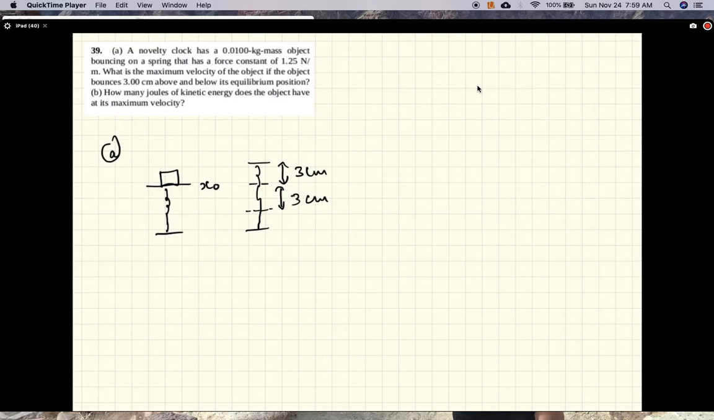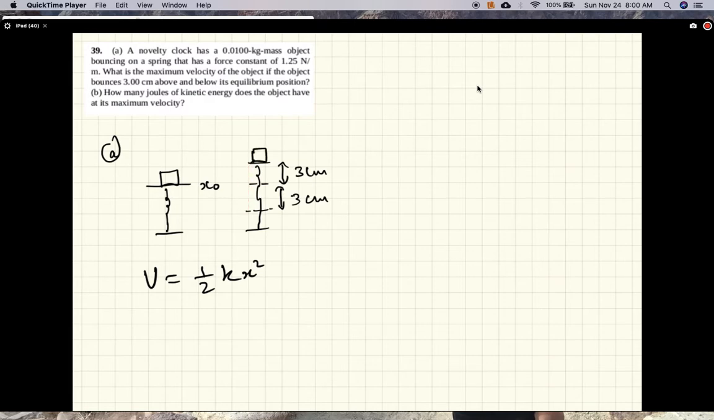So you guys saw that we'll use spring potential energy. Spring potential energy is U equals 1/2 kx squared. At the extreme positions, you have potential energy, and at the equilibrium position, you only have kinetic energy as the mass bounces back and forth.